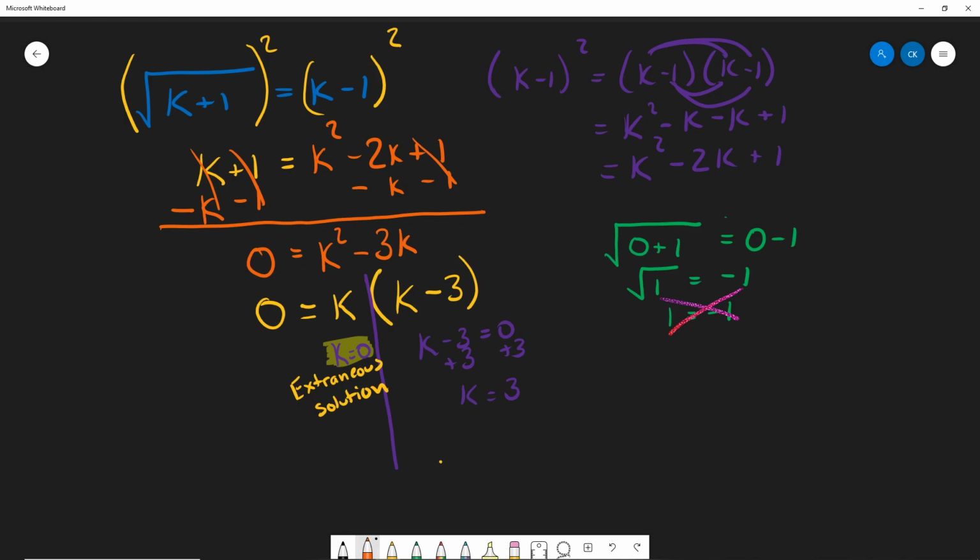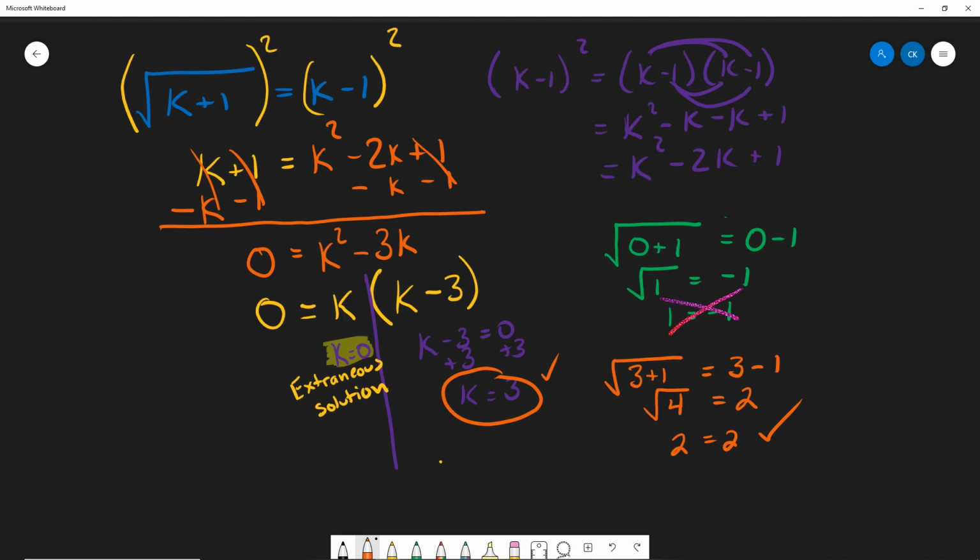So let's check that. If I check the 3, I would have the square root of 3 plus 1 equals 3 minus 1. Square root of 3 plus 1, that becomes 4. 3 minus 1 is 2. And the square root of 4 is 2. And in this case, 2 does equal 2. So we're actually okay with that solution there. So this solution is good. This is an extraneous solution.